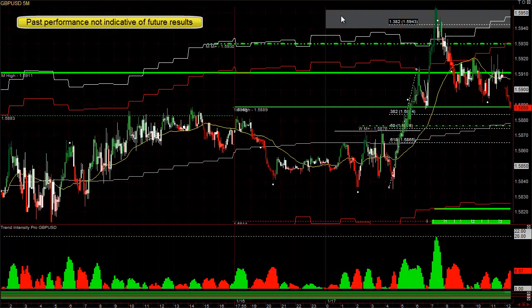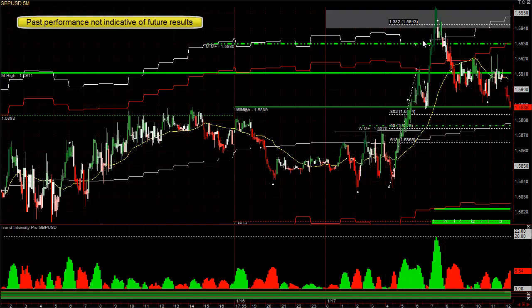This is a new feature of the software I just put in last week. This is a Fibonacci profit target drawn off of longer term charts. So a lot of longer term traders and some of the biggest traders in the world use Fibonacci profit targets and retracement levels. This is a Fibonacci profit target which perfectly nailed the high.